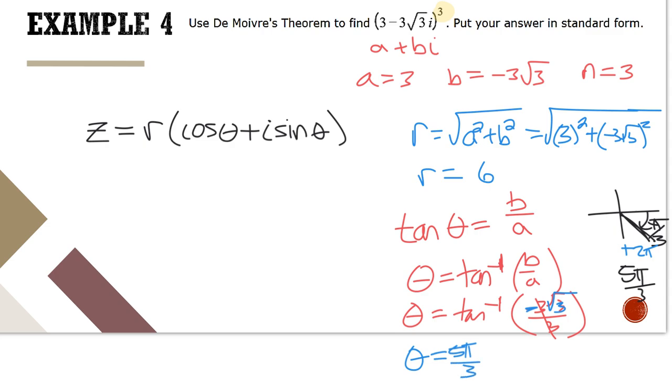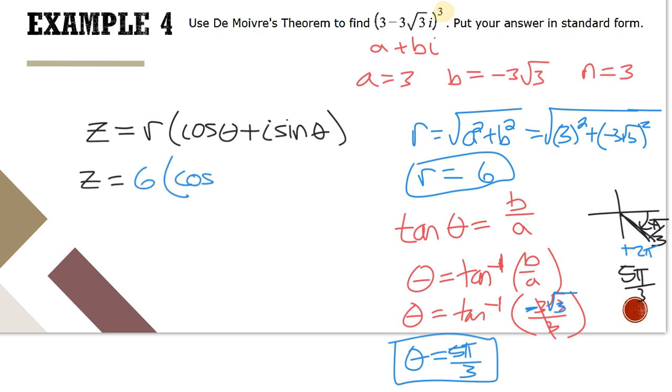Just a reminder of what we did. Now we have our theta and we have our r, and we can substitute those in. Maybe this is the hardest part, going back to our chapter 4 and 5 trigonometric chapters. So now we can find z, which is r, 6, multiplied by the cosine of 5 pi over 3 plus i times the sine of 5 pi over 3. Now that is z. We know n is 3, so we're now going to take everything to the third power.